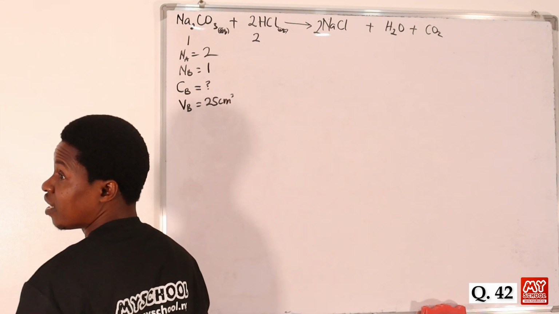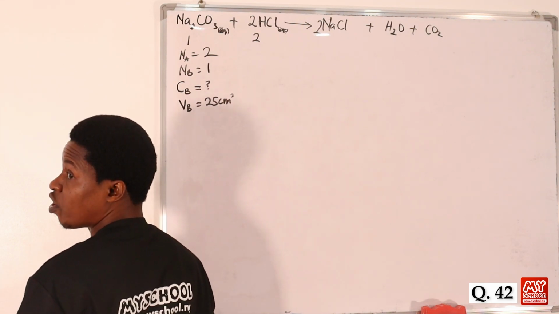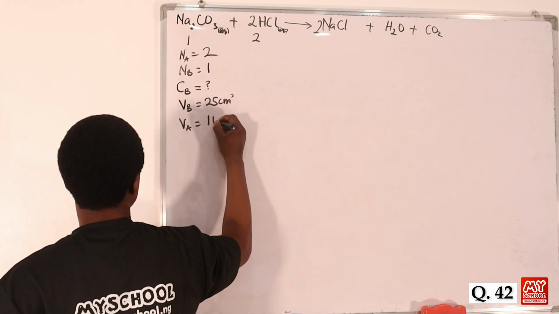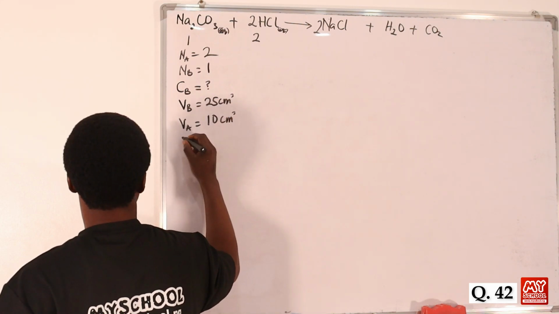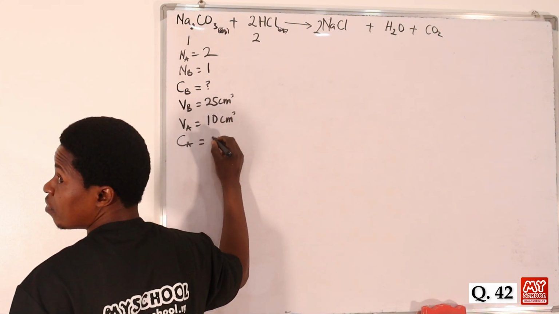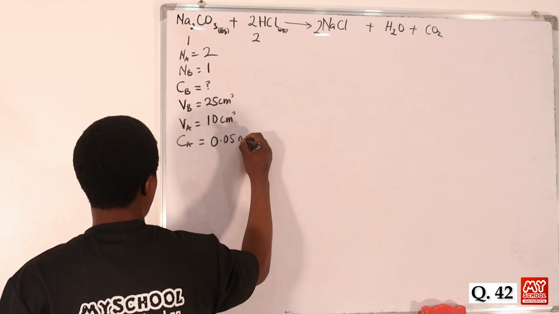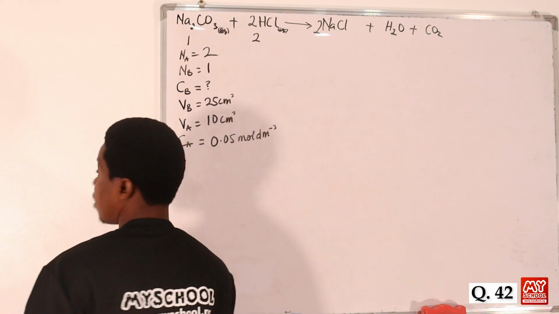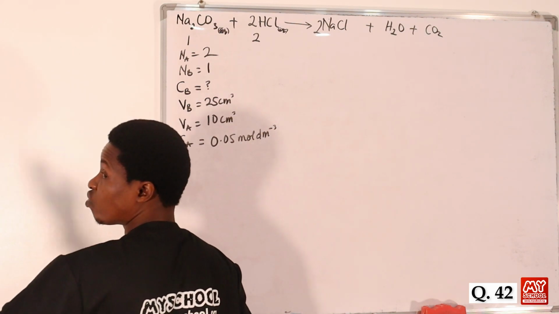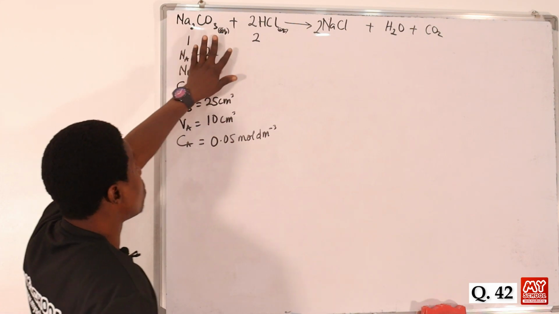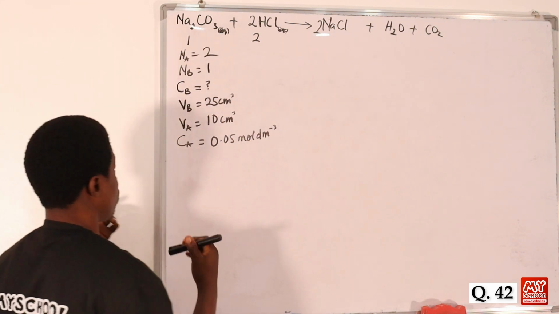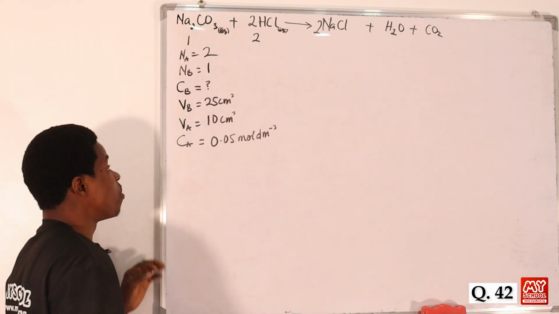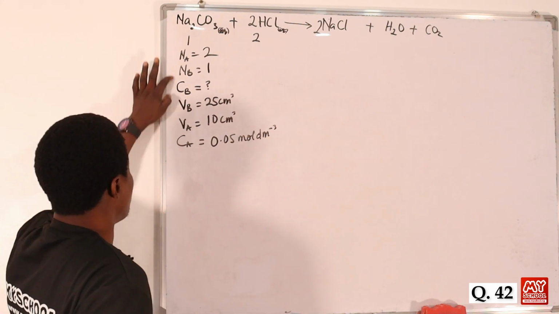What else were we given? Which requires 10 cm cube of 0.05. So the volume of acid is 10 cm cube, and the concentration of acid is 0.05 mole per dm cube. So that's all that we have there. To neutralize it shows that this is a neutralization reaction. And of course, we have CB, VB, CA. With your volumetric analysis, you know that there's a relationship between all of these together.